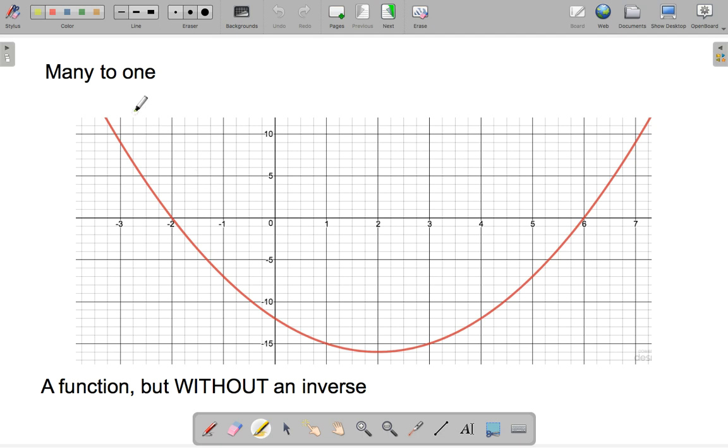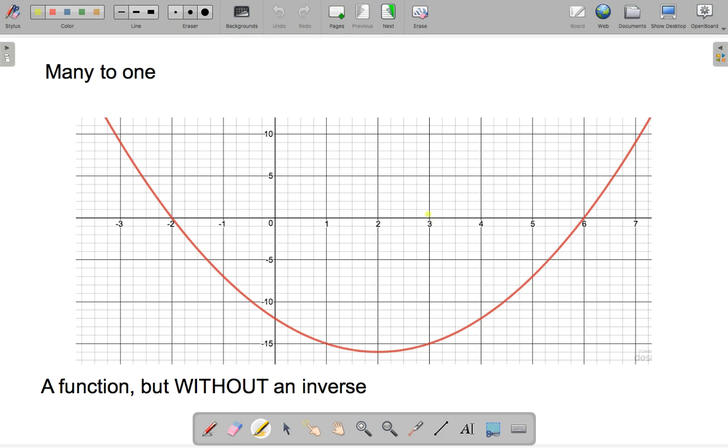Okay, we're going to clarify functions, relationships, and inverses. So here I've got a graph of what could be a function or a relationship, and I'm just going to explain some of the terms. So first of all, many to one. Now the first thing here refers to x, or what goes in. So many x's to one, and this refers to y.